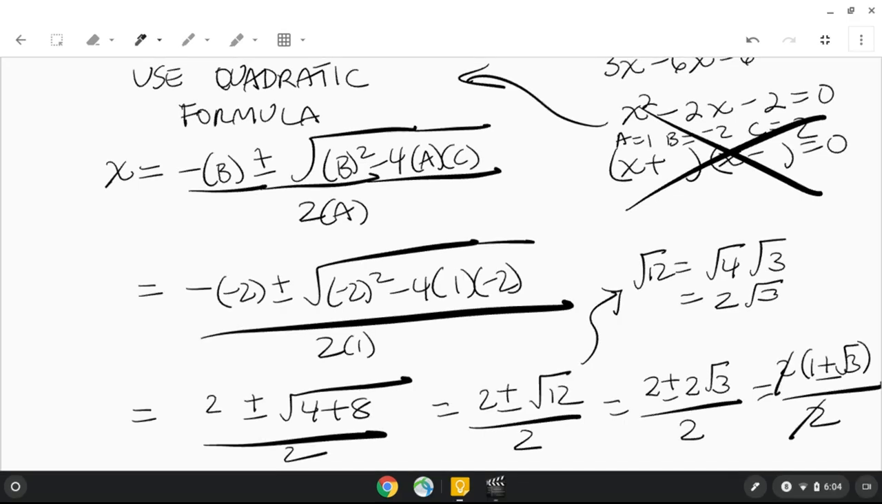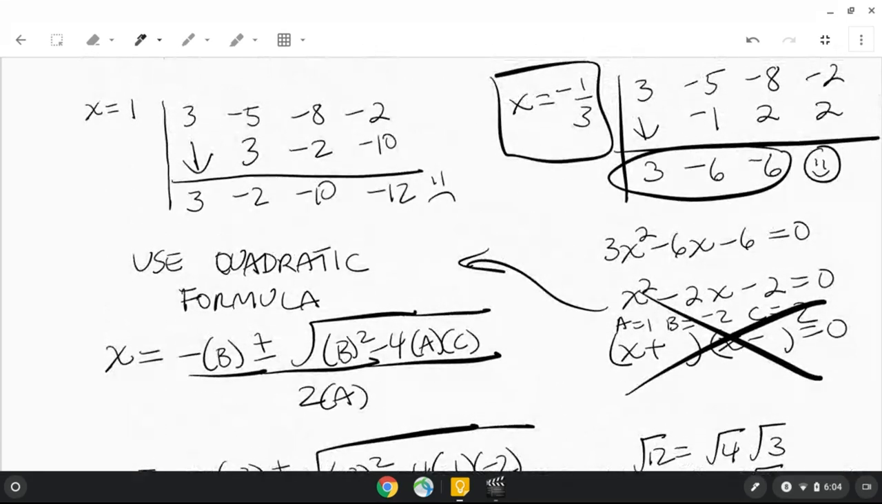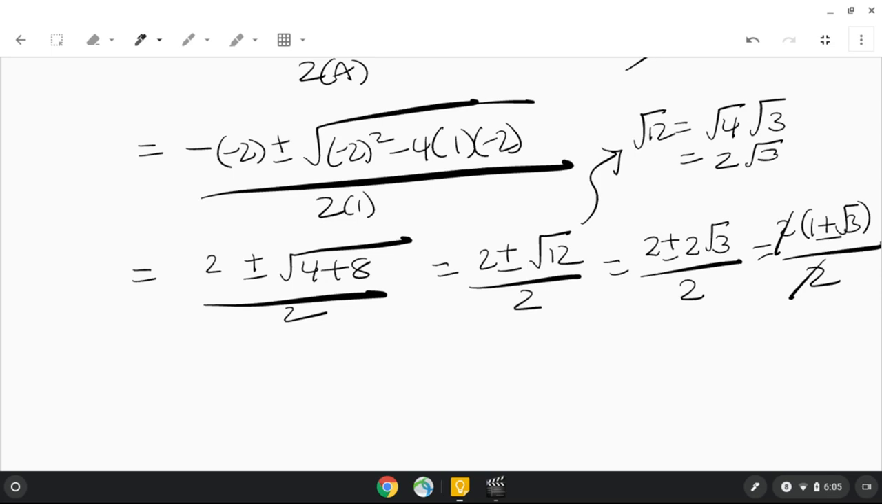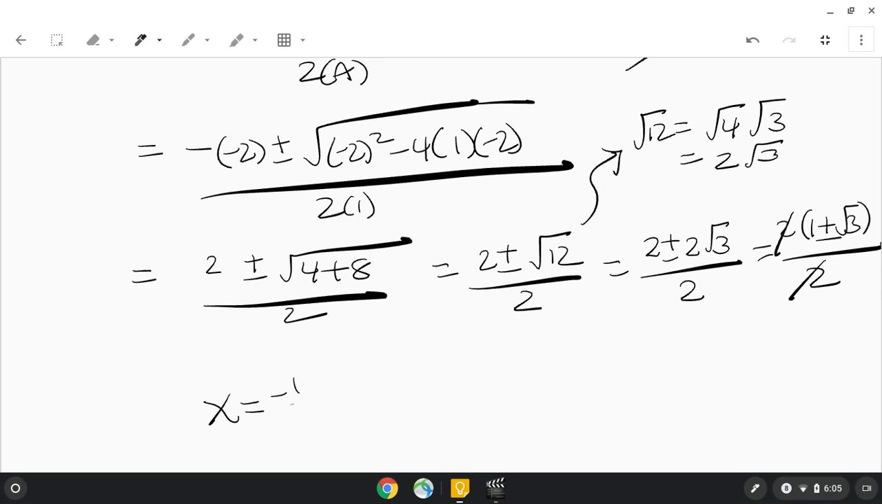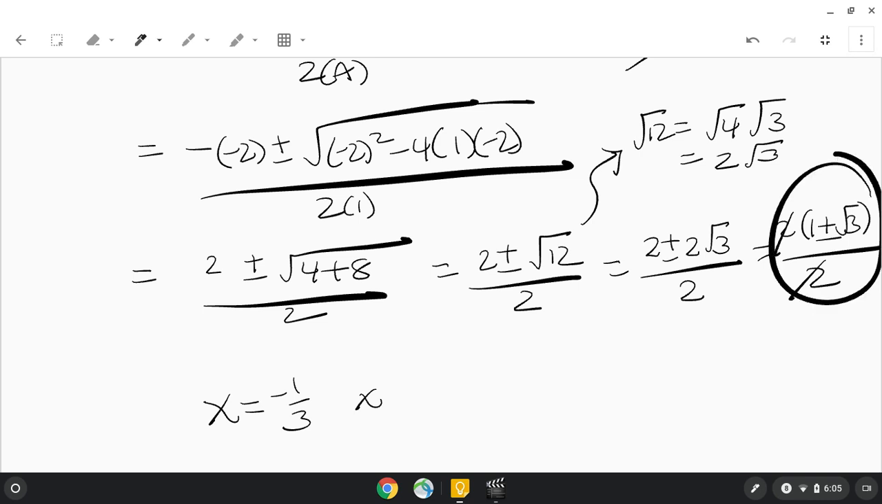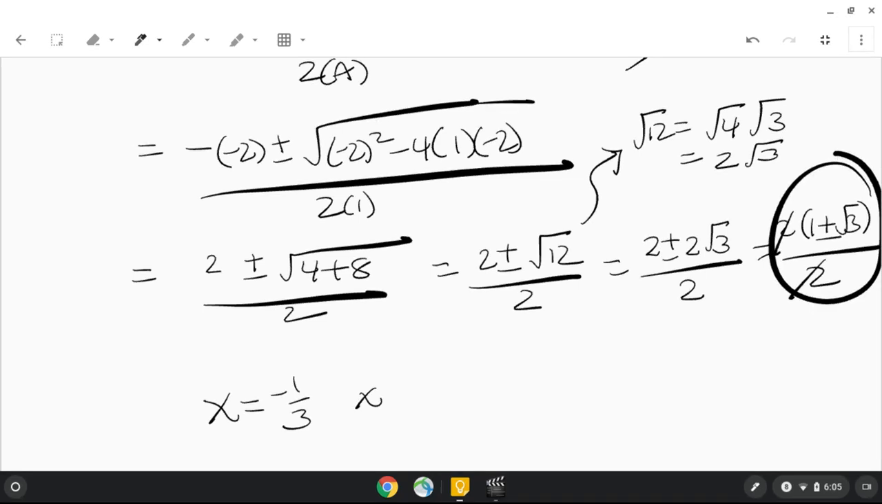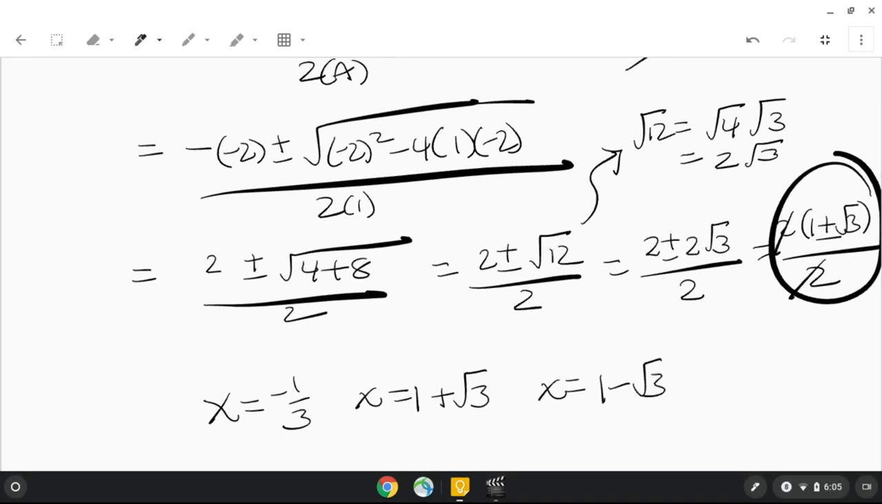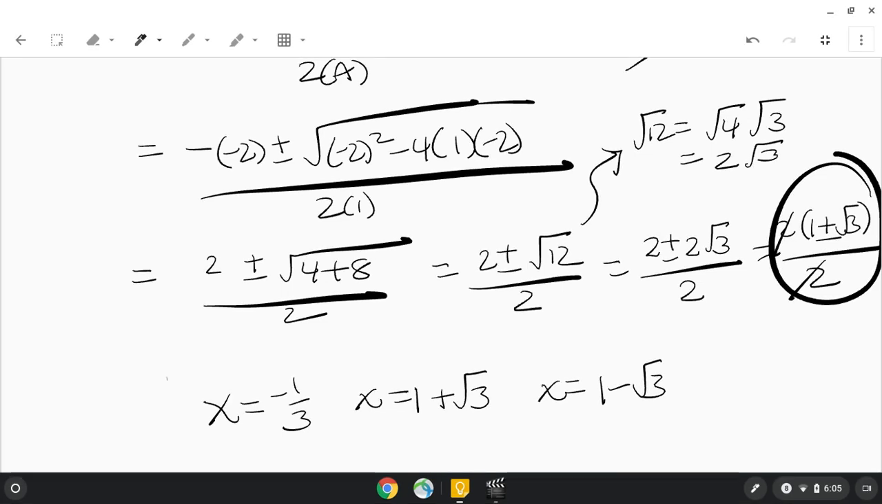The first one came up here with the synthetic division. Okay, that's my first answer right over here. X equals -1/3. Scroll down. So our answers are x equals -1/3. And then our other 2 come from right over here. Okay, so x equals 1 plus square root 3. And the other one is x equals 1 minus square root 3. So degree 3, there are my 3 zeros, my 3 real zeros.